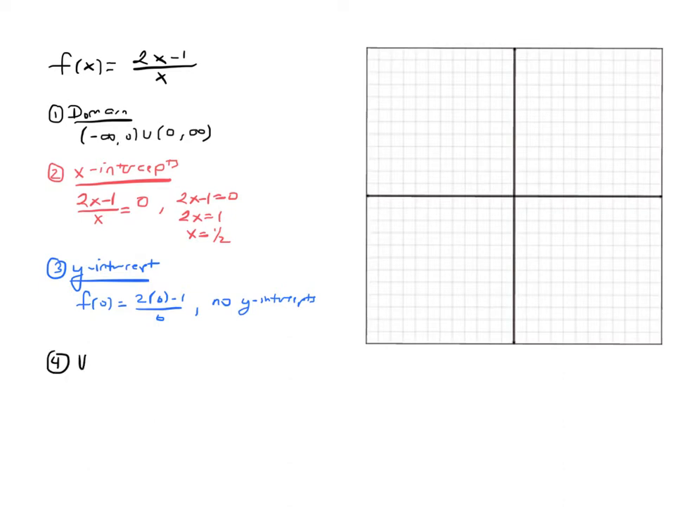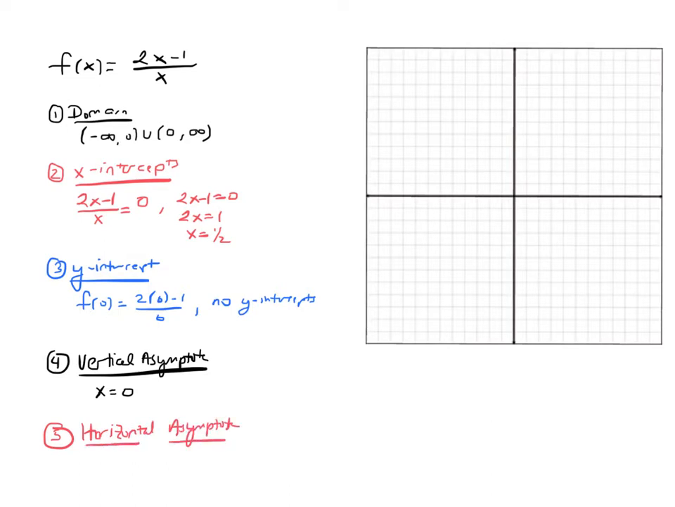Number 4, let's look for those vertical asymptotes. That happens where the denominator is equal to 0. Number 5 would be our horizontal. And it looks like the degrees of our numerator and denominator are both equal, so our horizontal asymptote is 2 over 1, or just plain old 2.